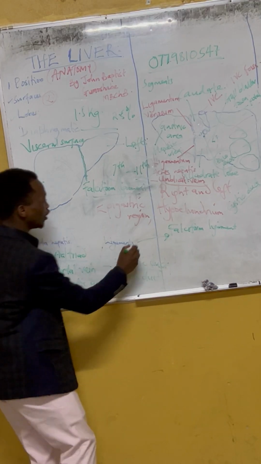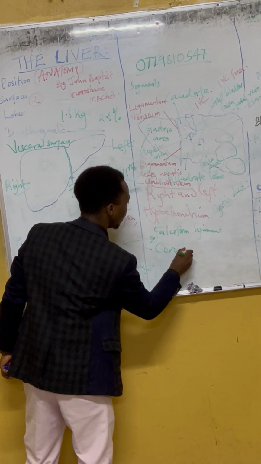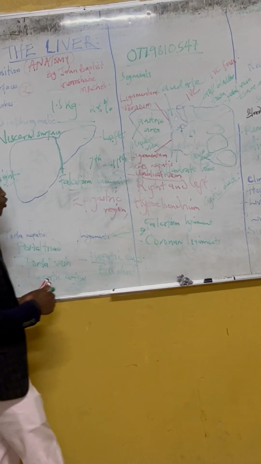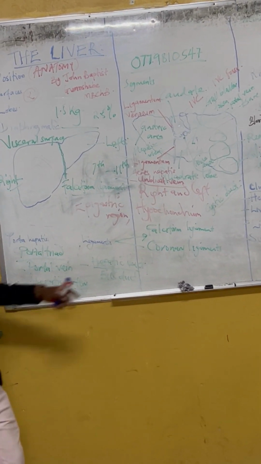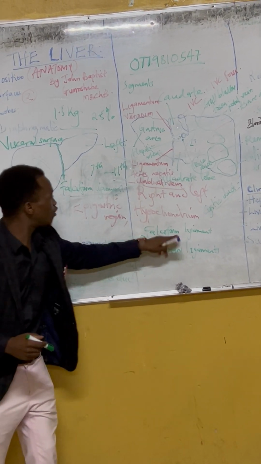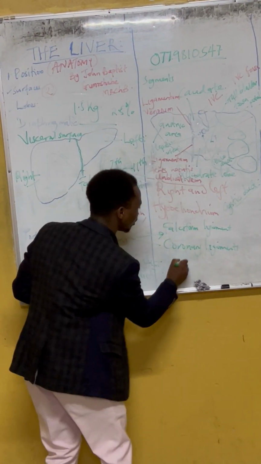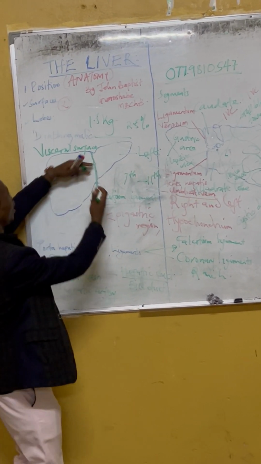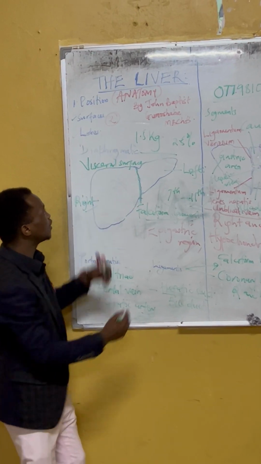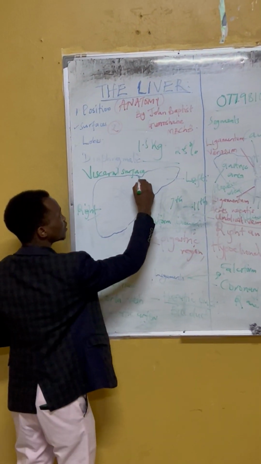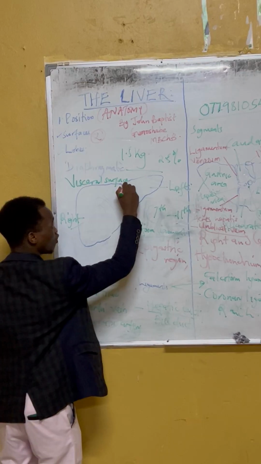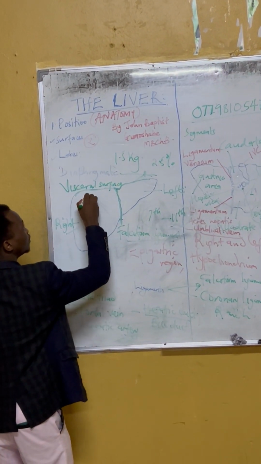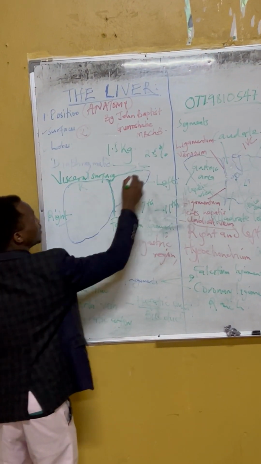Then we also have what we call coronary ligaments. Coronary ligaments come from the falciform ligament. We shall form what we call right and left coronary ligaments. As we come to the diaphragmatic surface here, this falciform ligament bifurcates to form the coronary ligaments, the right coronary ligament and the left coronary ligament, the right and the left.